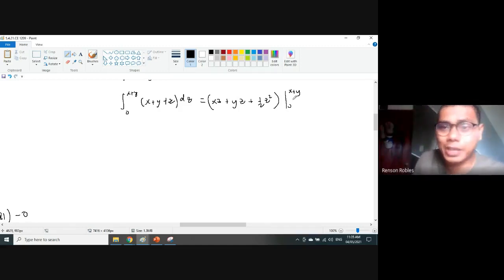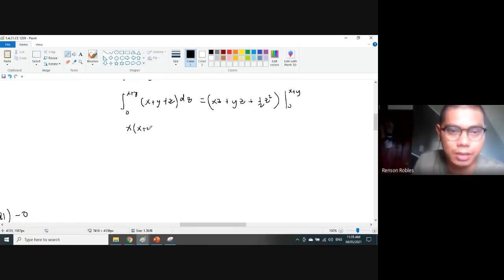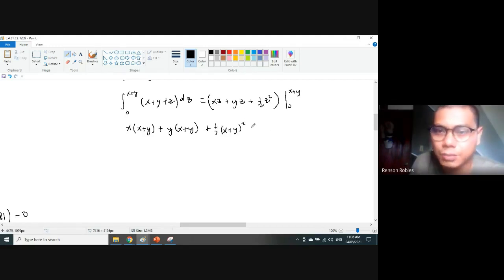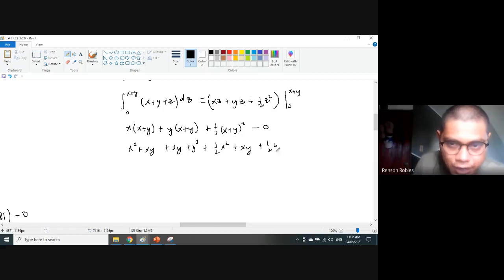And then where are we going to replace? We are going to substitute this x plus y to the variable z. Plus y times x plus y plus 1/2 times x plus y squared. And then I think the rest will become 0 kasi everything contains z. So you have x squared plus xy plus xy plus y squared plus 1/2 x squared. This is 2xy times 1/2 is xy plus 1/2 y squared.